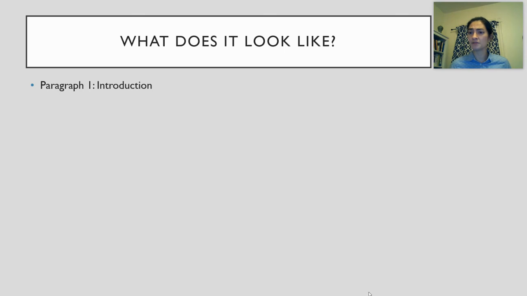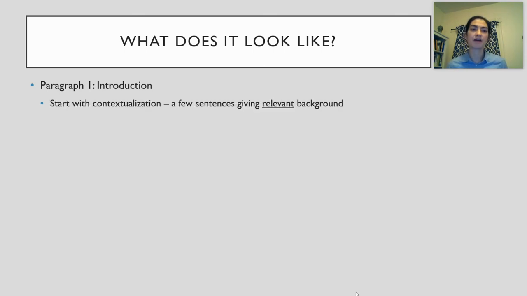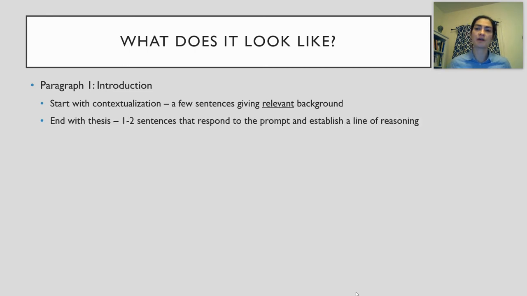Your first paragraph is going to be an introductory paragraph, and you can earn 2 of your 7 points in that introductory paragraph. You want to start with contextualization. That should be a few sentences, not just one sentence, giving background information that is relevant to the prompt, explaining the historical developments that are referenced in the prompt. You want to end your introductory paragraph with a thesis statement, which could be 1 or 2 sentences that respond to the prompt and that establish a line of reasoning. So again, not just stating yes, no, to a great extent to the prompt, but actually previewing for your reader what your claims might be.